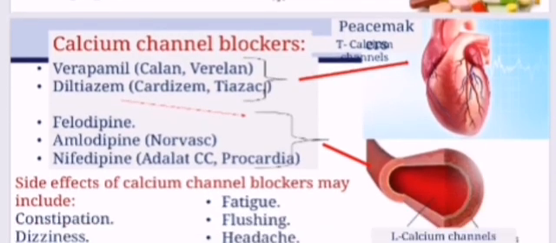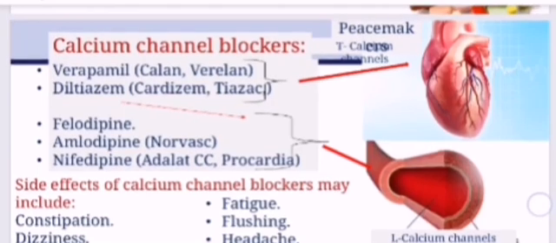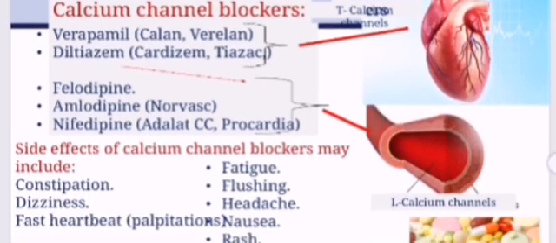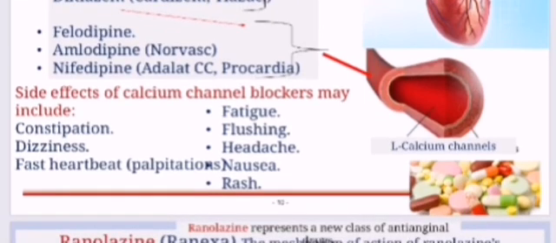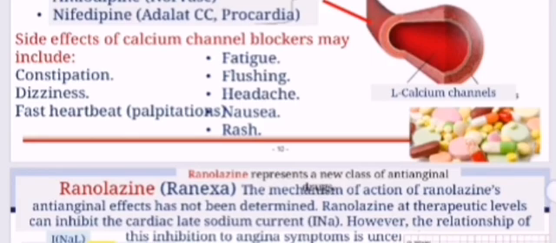Calcium channel blockers: verapamil, diltiazem, cardizem, tiazac, felodipine, amlodipine, nifedipine, Adalat, Procardia. These drugs are calcium channel blockers. Side effects of calcium channel blockers may include constipation, dizziness, fast heartbeat, palpitation, fatigue, flushing, headache, nausea, rash.